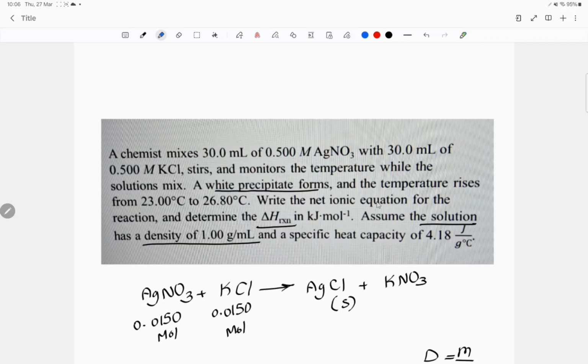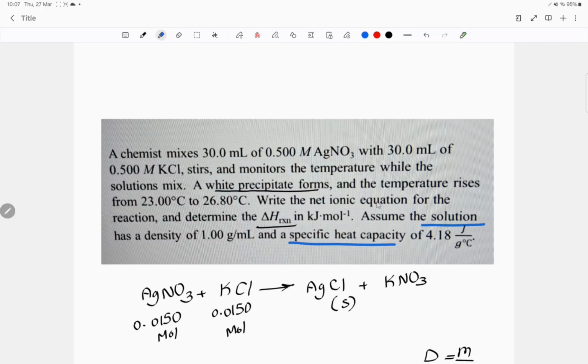If I'm asking, it doesn't say determine the delta H of the solution. It's just determines the... Well, do you know how I know? Because they gave me the specific heat capacity of the solution. Oh, it didn't say specific heat capacity of AgNO3 or... Exactly. So that means you have to put both of them.